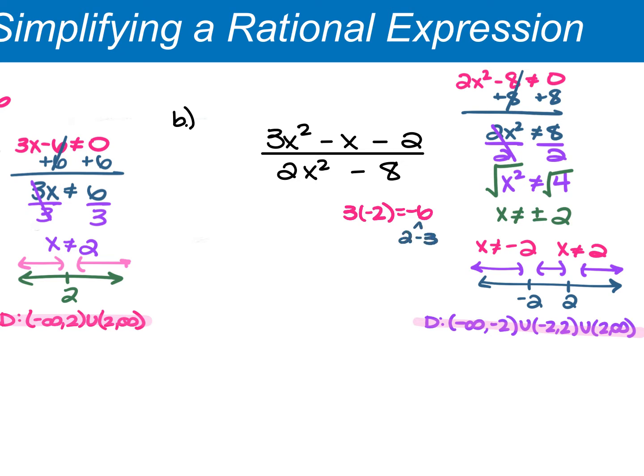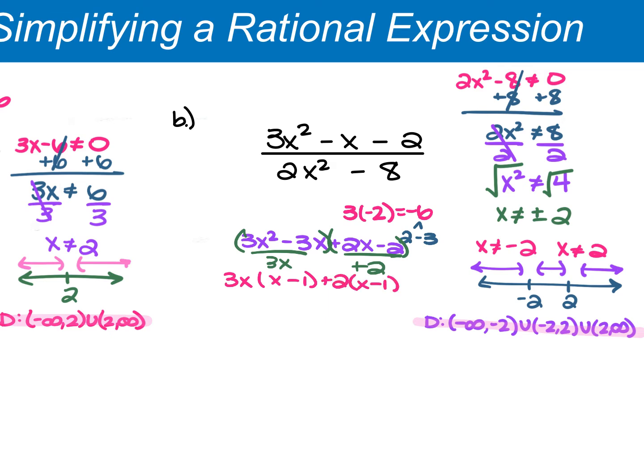So this gets rewritten as 3x squared minus 3x plus 2x minus 2. And then you can factor this by grouping. Factor out a 3x from the first set, factor out a positive 2 from the second. That gives you 3x times x minus 1 plus 2 times x minus 1. Two parentheses are the same. So your numerator is x minus 1 times 3x plus 2.